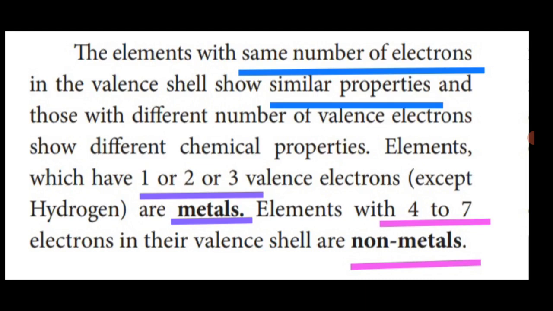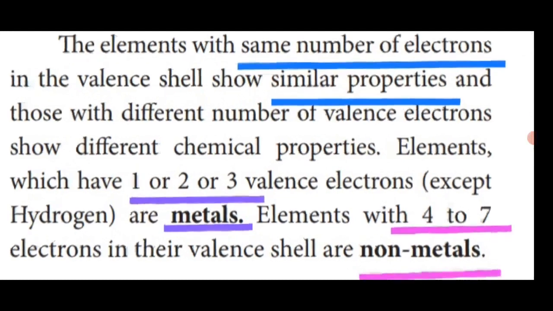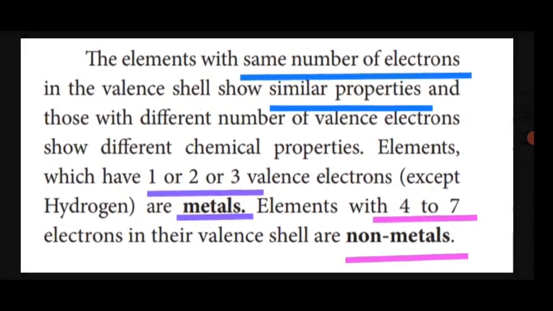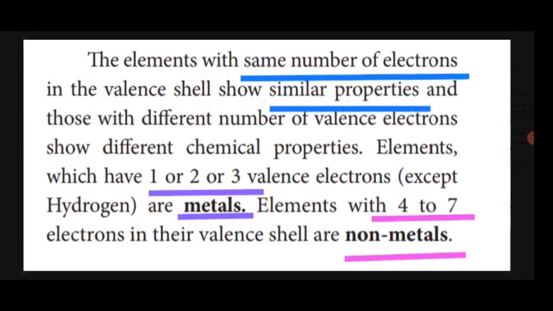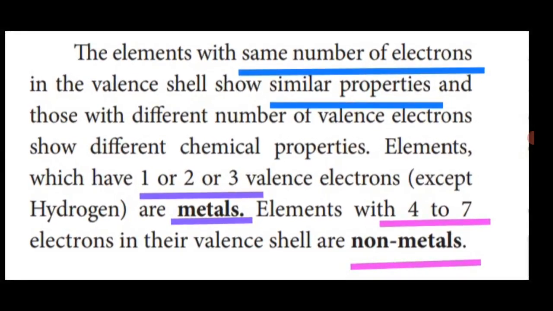Elements which have 1, 2 or 3 valence electrons are metals, except hydrogen. The remaining elements with 4 to 7 electrons in their valence shells are called non-metals. Metals have 1, 2 or 3 valence electrons. Non-metals have an outermost shell containing 4, 5, 6 or 7 valence electrons.